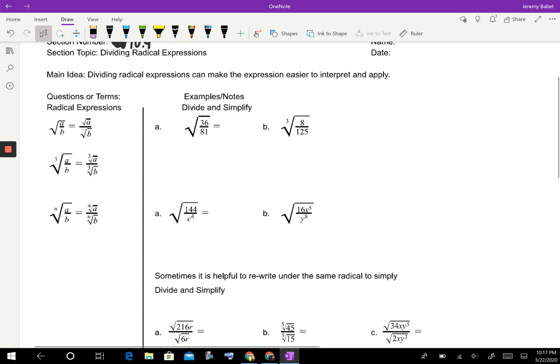One of the first things to keep in mind with this is that when we have a division or a fraction underneath the square root symbol, we can split that fraction into two square roots. So the square root of the fraction a over b is the same as the square root of a divided by the square root of b.